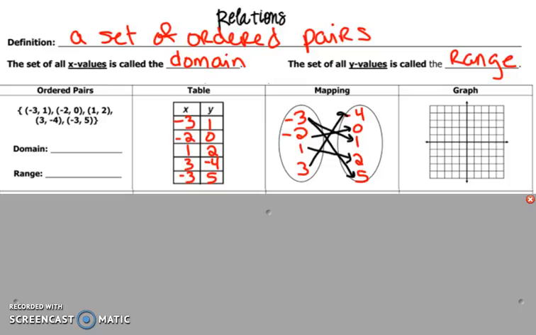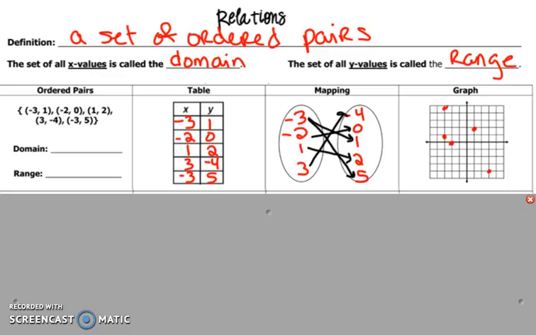And the last one we want to look at is graphing it. Well, if I graph -3, 1, I'm going to graph -2, 0. I'm going to graph 1, 2, 3, -4, and then I'm going to go back to -3 and go up to 5. Now, we have all our different ways to look at it.